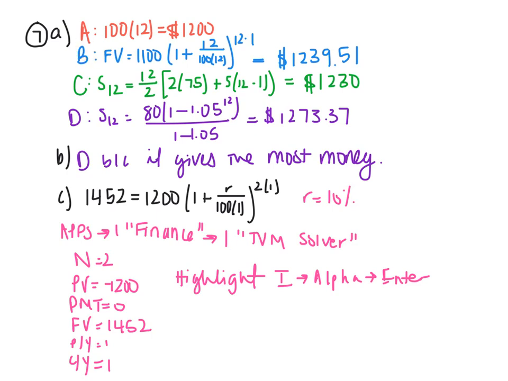So you go to apps. Number 1 is finance. Number 1 is TVM solver. So N would be 2 because it's 2 years. I, we don't know yet, so you just ignore it for now. Present value would be negative $1,200. Payment is 0. They're not adding any extra payment to it. Future value would be $1,452. Payments per year you can leave at 1. Compounded per year would be 1 because it's compounded annually. So then go up and highlight I, the interest rate, and hit alpha enter, and you end up with an interest rate of 10%.